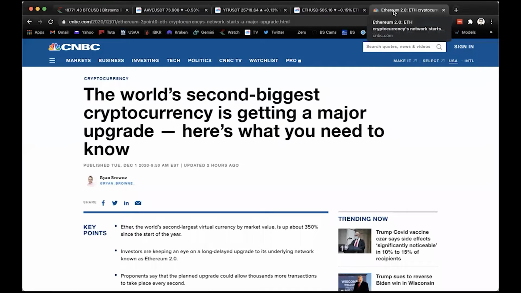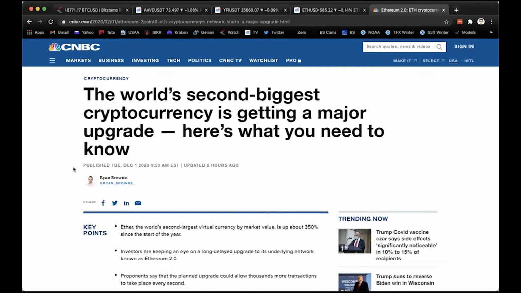Ethereum news: ETH 2.0, the Genesis block called Beacon, has been launched. Now ETH holders of 32 ETH, which is the minimum required amount to stake, can stake their coins because it's moved to proof of stake. This is a great article on CNBC. Just Google search Ethereum CNBC and it'll come up. It has a lot of good information in it.